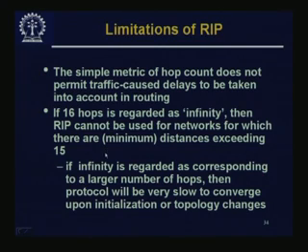If infinity is regarded as corresponding to a larger number of hops, then the protocol will be very slow to converge upon initialization or topology changes. The point is that if something has slowly gone up to a value of 16, you know that is infinity and you can forget about it. Whereas if you changed infinity from 16 to 16,000, you would have to count right up to 16,000, so it would be very slow to converge. So, the convergence rate after some topology change or after some crash becomes an issue in RIP.